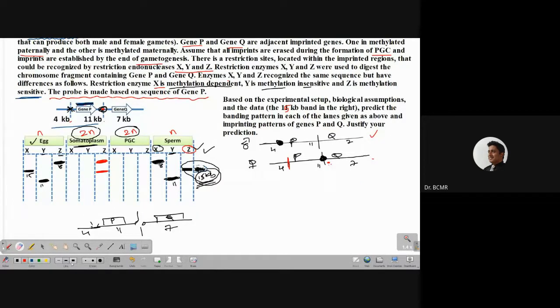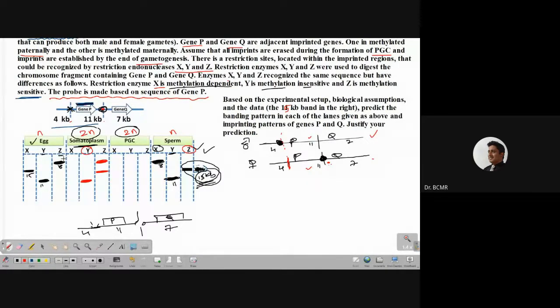Y is methylation insensitive, so you get 18 and 15 kb for both. It will cleave irrespective of whether the sites are methylated or unmethylated. So for all of them we'll get only an 11 kb fragment. That's right, you get 11 kb from here as well as here. Both are the same size, so it will form only one band.